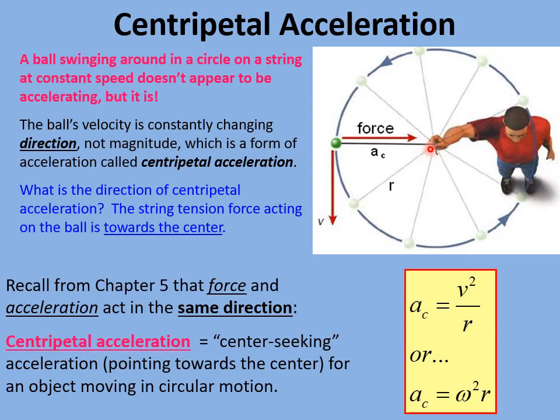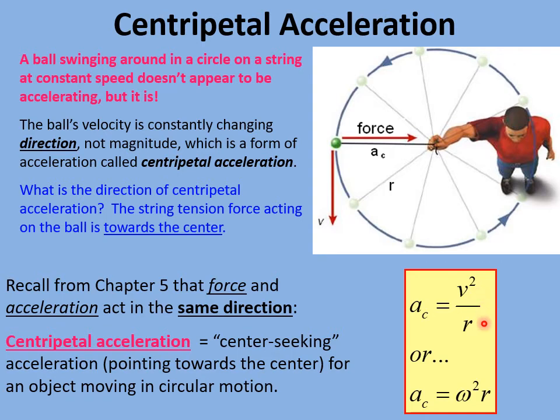F equals ma is a vector equation. Whatever direction the force is, the acceleration points the same direction. So this is called centripetal acceleration because the acceleration is pointing in the same direction as the force of the string, and that is towards the center of the circle. So again, centripetal means center seeking, and the way to calculate centripetal acceleration is given by this formula here.